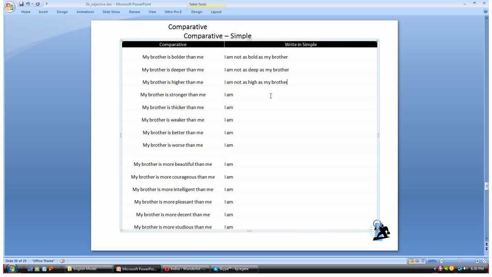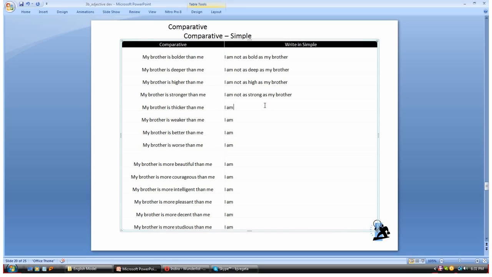My brother is stronger than me. I am not as strong as my brother. No than here. It's not comparative anymore, making it simple, right?